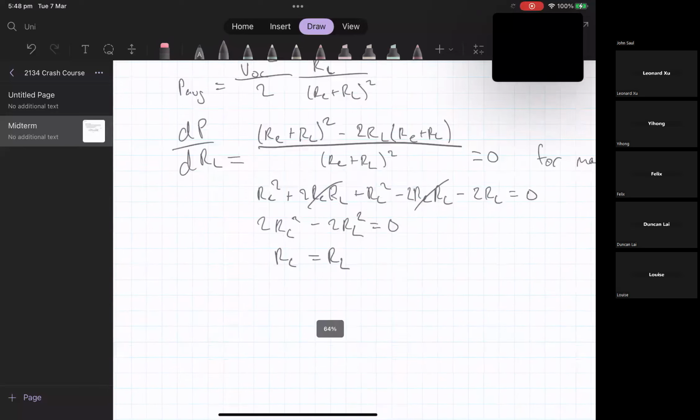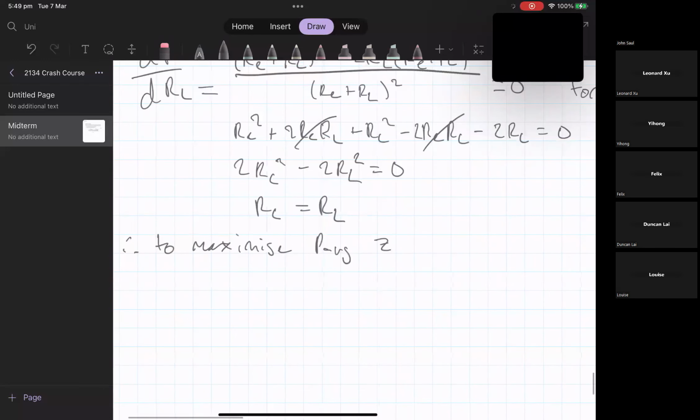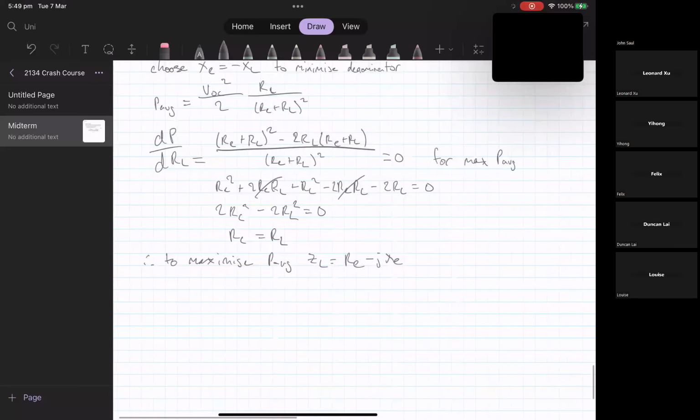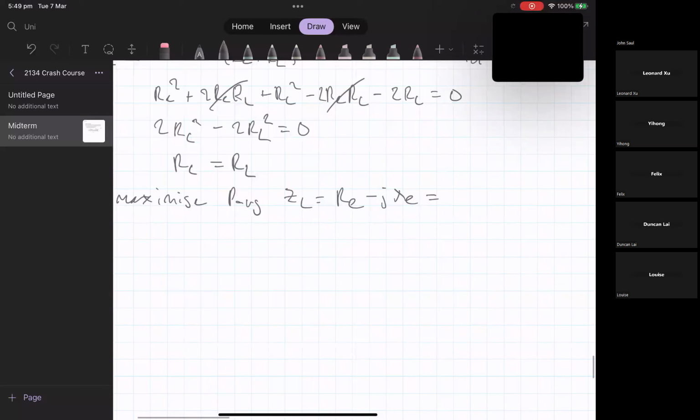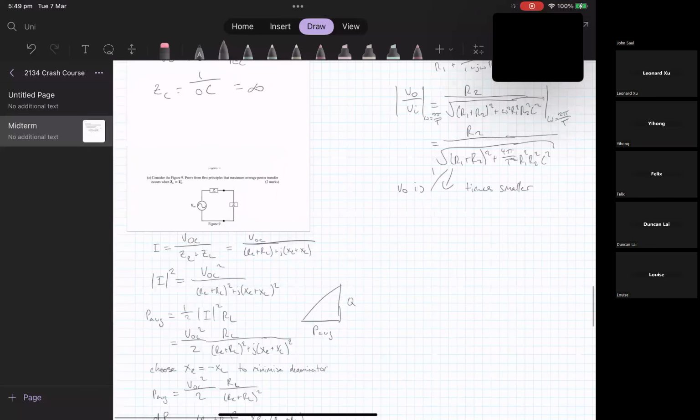So using these two things, we can say, therefore, maximize P average. Yeah, I see. And that is the proof for our theorem.